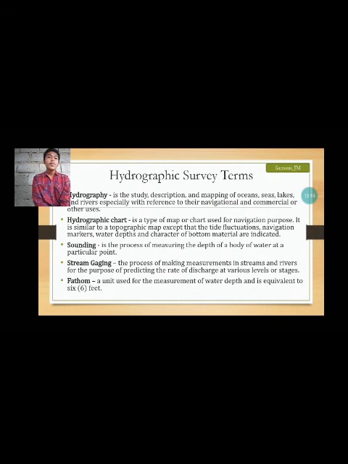Next is the sounding. It's the process of measuring the depth of the body of water at a particular point. So there is a formula for that in the previous slides. So stream gauging. The process of making measurements in streams and rivers for the purpose of predicting the rate of discharge at various levels or stages. So fathom. A unit used for measurement of water depth and is equivalent to 6 feet. So 1 fathom is equivalent to 6 feet.